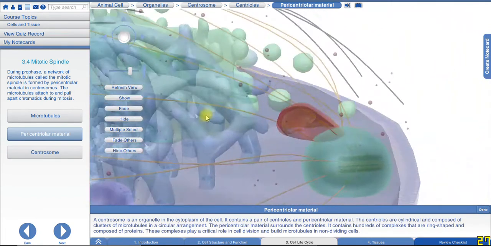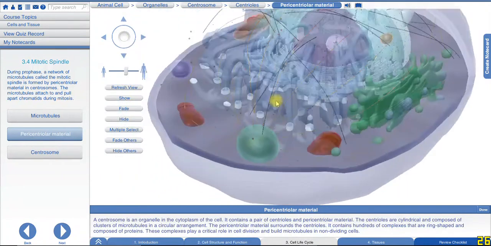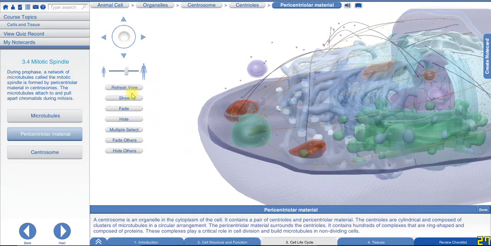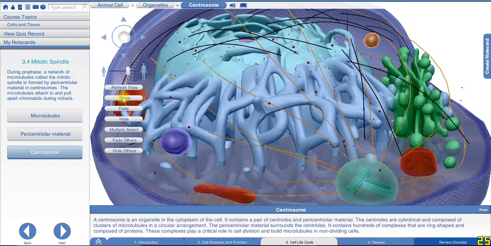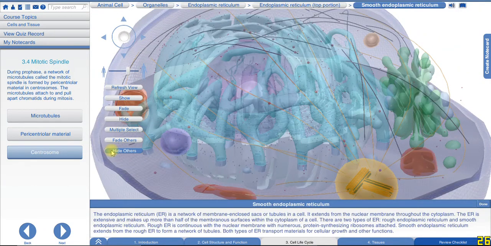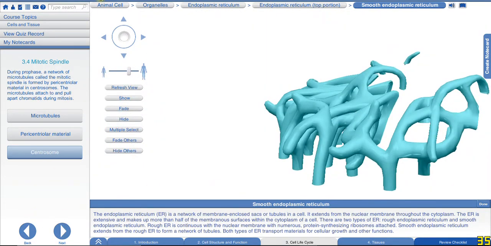So you can see, let me show it again. Hide others. So this is the pericentriolar material. Now where is it present? Fade others. The centrosome is where it is present. Show it and fade others. This is the centrosome which I am talking about. Next, what's there?